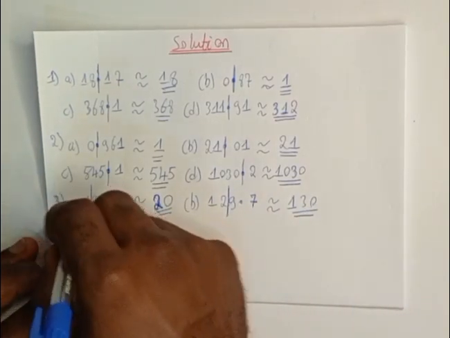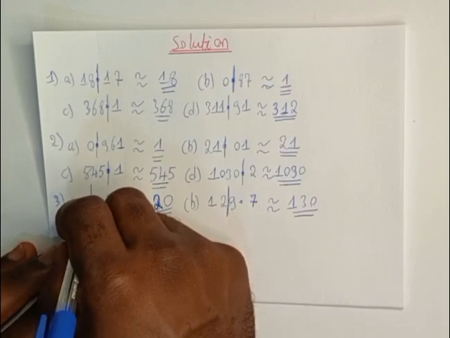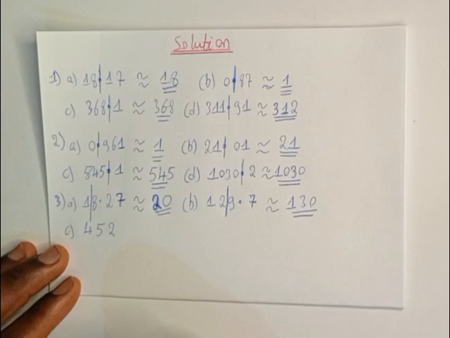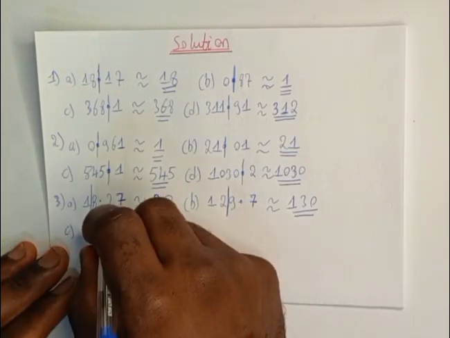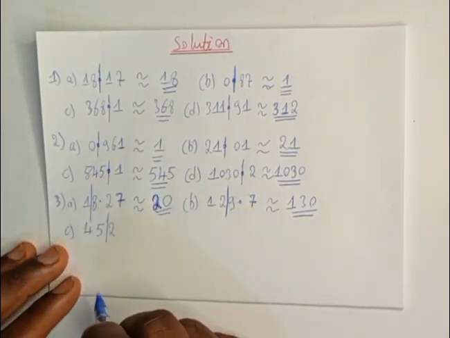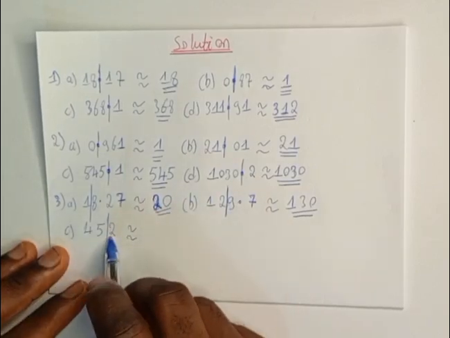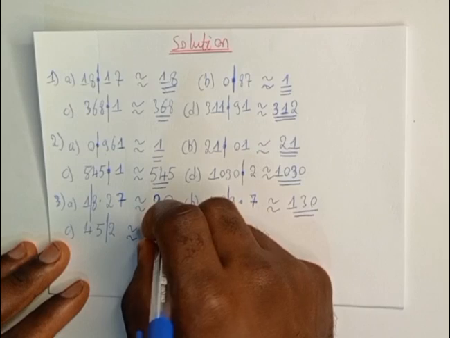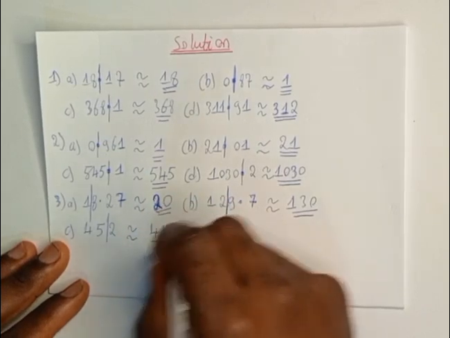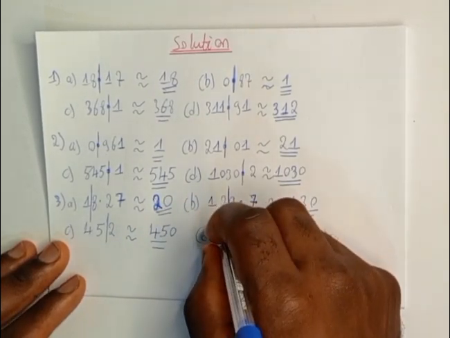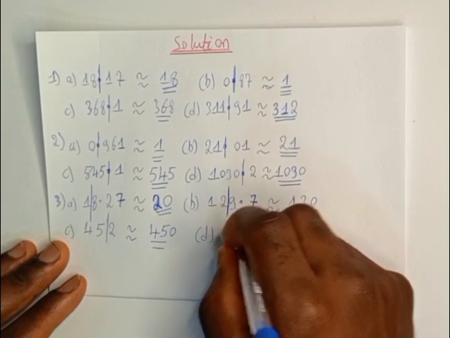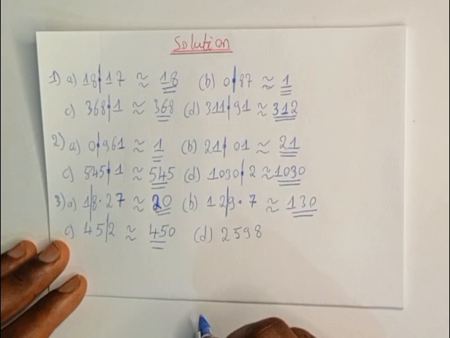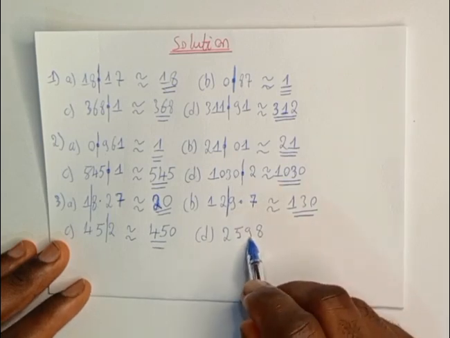We go now to question C. We have the number 452. To the nearest 10, we have to round off between the digits 5 and 2. 2 is less than 5. It is rounded down to 0. This will give us 450. We go to question D. For D, we have the number 2598. To the nearest 10, we have to round off between 9 and 8.